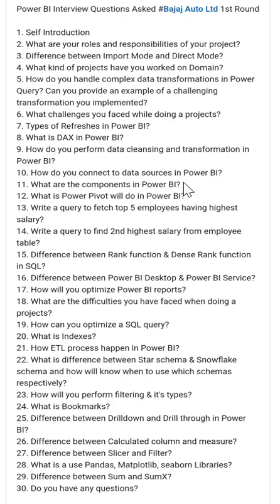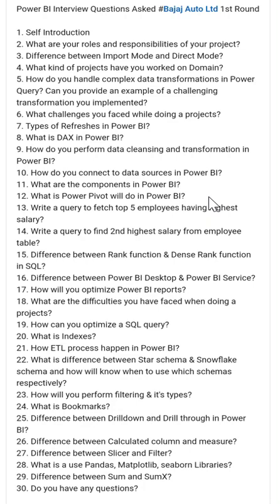11th question is, what are the components in Power BI? You can tell them there are six types of components: Power BI Desktop, Power BI Service, Power Q&A, Power Pivot, and Power View also is there.